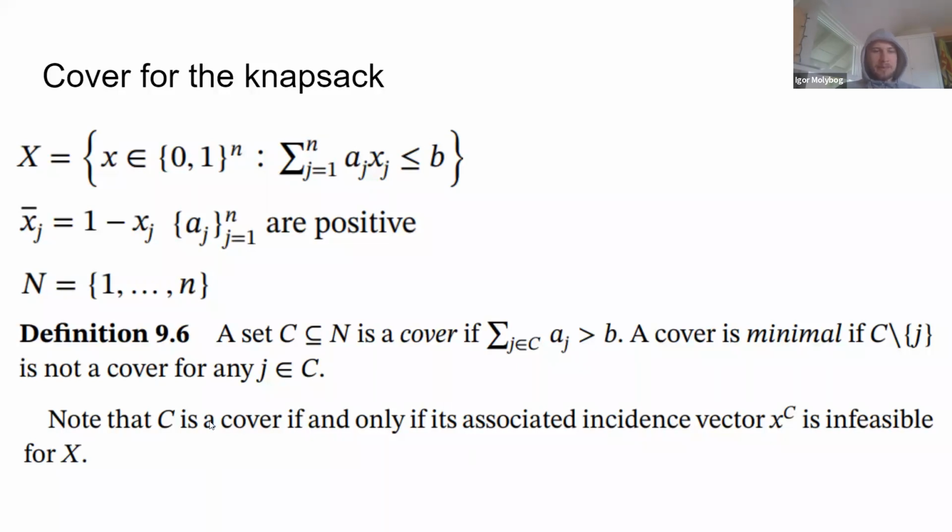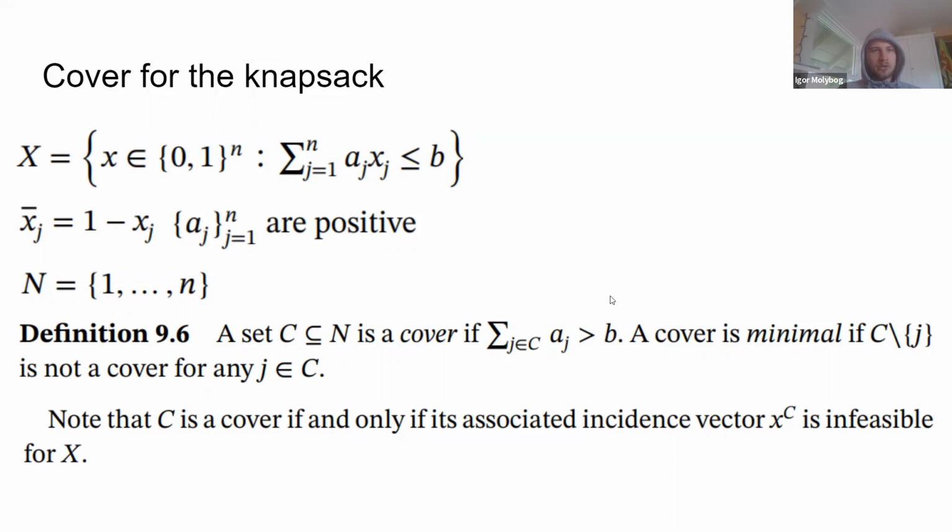So note that C is a cover if and only if it is associated with the incidence vector x^C that is infeasible for the set capital X. So what does it mean for a set C to be associated with an incidence vector x^C? Well, basically x^C is a vector of zeros and ones, where we have a 0 if the corresponding index does not belong to C, and we have the value of 1 if the corresponding index does belong to C.